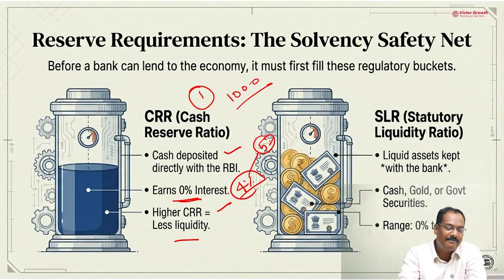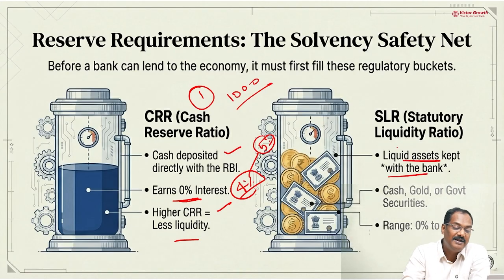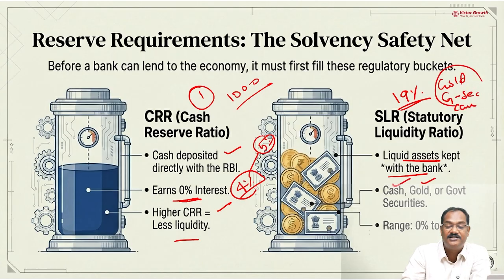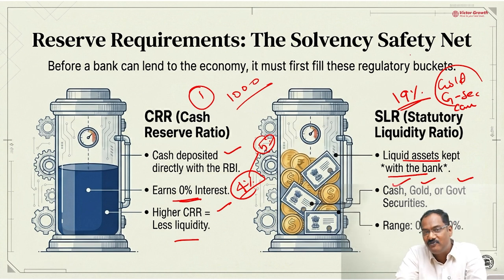SLR means the statutory liquidity ratio. It is a liquid asset that can be held with the bank itself. No need to deposit it with the RBI. It is normally around 19%, not 14, okay, 19%. In this you can keep gold, government securities, and cash also. Cash, gold, government securities, you can have it. You have to set aside this, and it is also not available for lending.